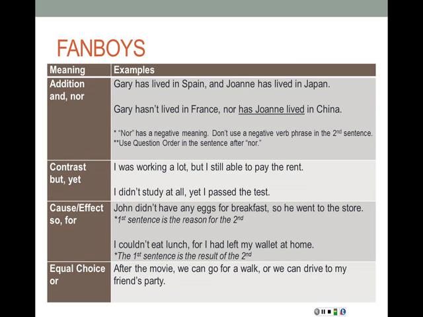Both so and for have a cause and effect meaning, but they are opposites, so they're easily confused. Be careful. When we use so, we mean that the first sentence is the reason for the second one, and when we use for, we mean that the first sentence is the result for the second one. Finally, we use or to describe 2 equal choices. Take some time to read the example sentences to check the meaning.